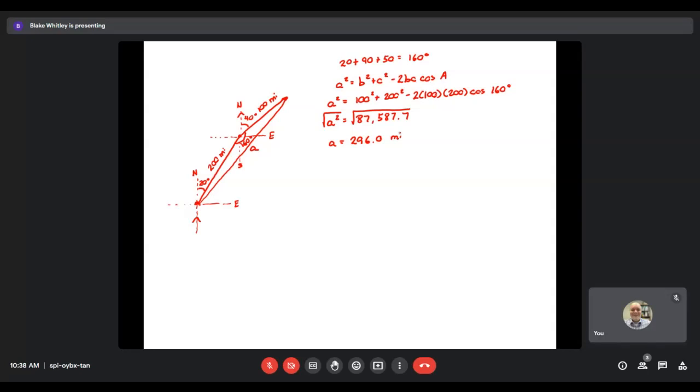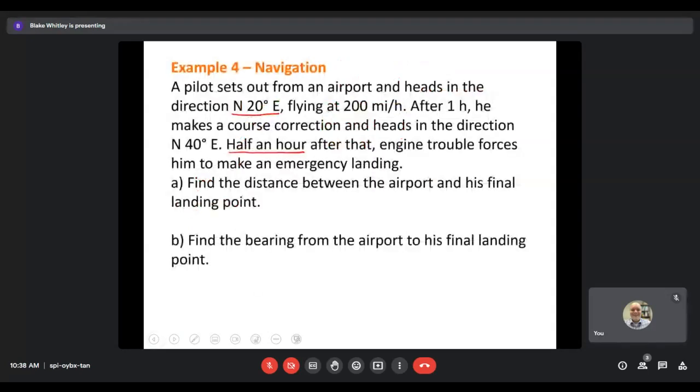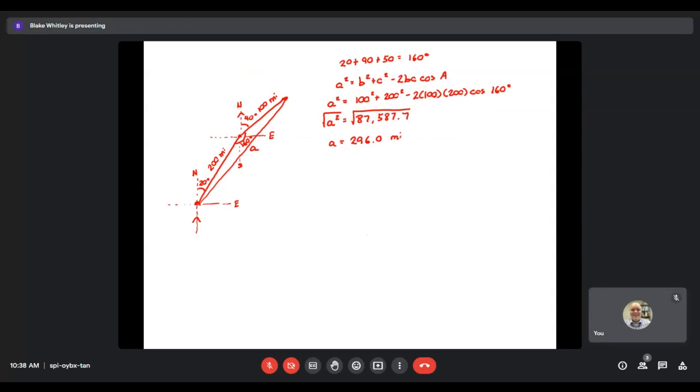All right, so that's part A. The second part says we want to find the bearing from the airport to his final landing point. What we're trying to find now is not just the angle inside the triangle, but the entire bearing from north to east that he's actually traveling from his starting point to the ending point. We know one piece of it is 20 degrees. So if we can find the angle inside the triangle, we can put those two pieces together, and that should give us the entire bearing.